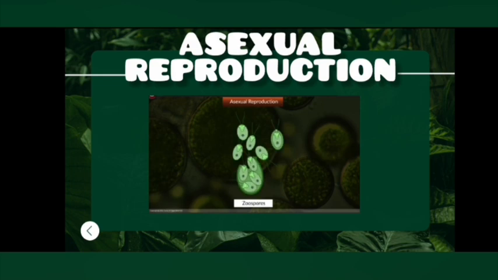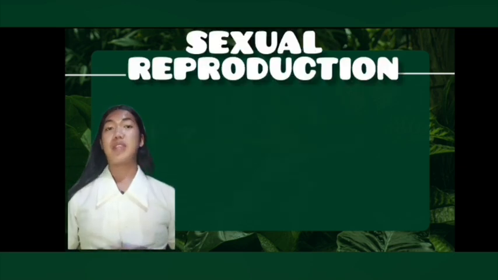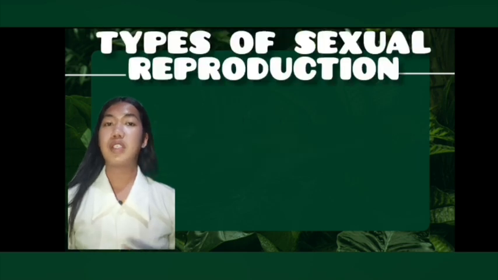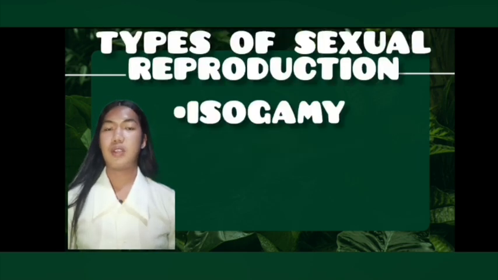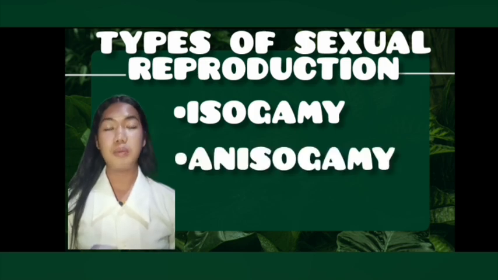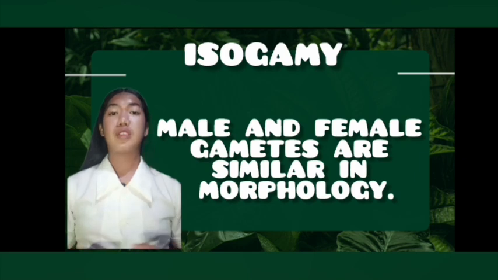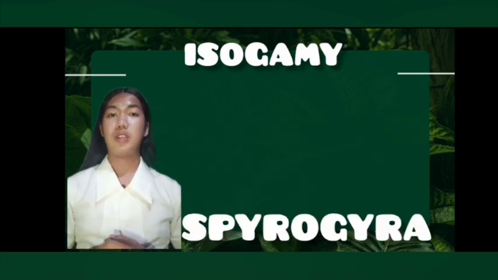Asexual reproduction in algae is by zoospores. Zoospores are flagellated and, on germination, give rise to new plants. And when we talk about sexual reproduction, there is a fusion of male and female gametes. Based on the fusion of gametes, sexual reproduction has three types: isogamy, anisogamy, and oogamy. Isogamy is a type of sexual reproduction that involves male and female gametes that are similar in morphology.